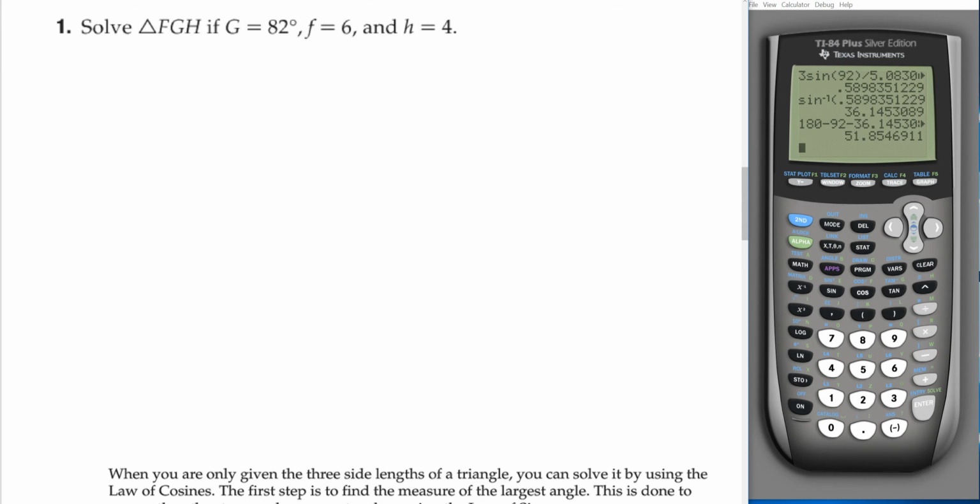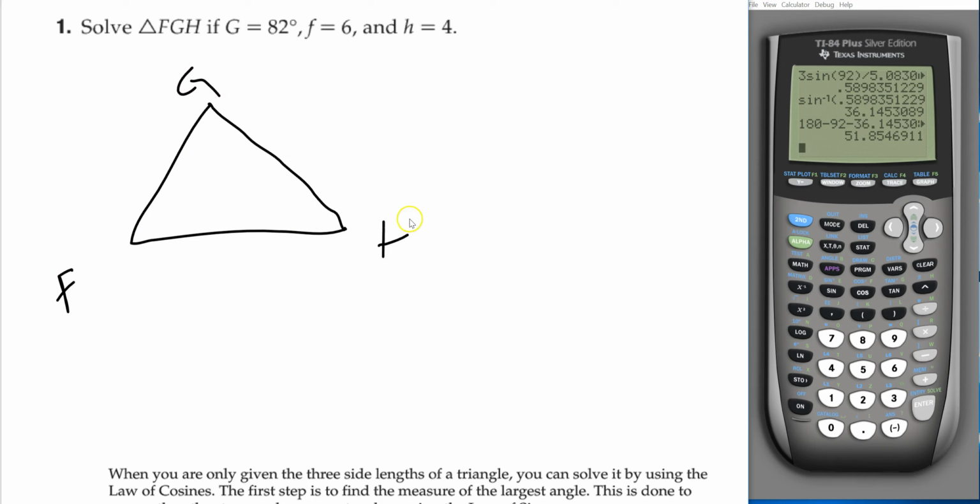Actually, I'll write it. I'll draw it. And maybe let's find one missing side. We'll solve the whole triangle this time. F, G, H. F is 6, little h is 4, and G is 82. Once you notice again, this is law of cosines. You have no pairs. I don't have little g, I don't have big H or big F. So I do law of cosines again.